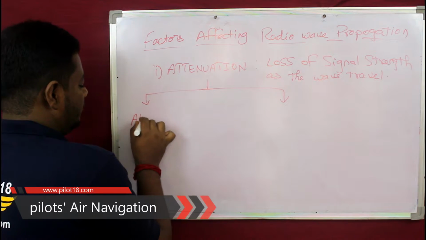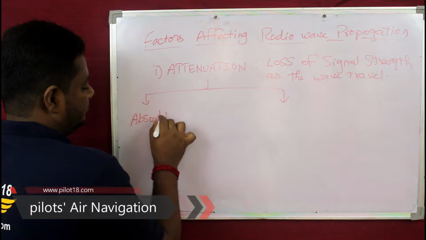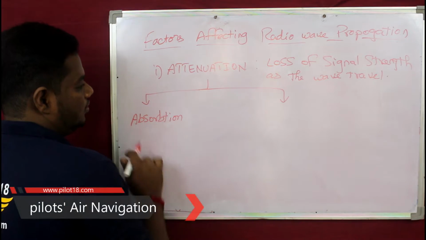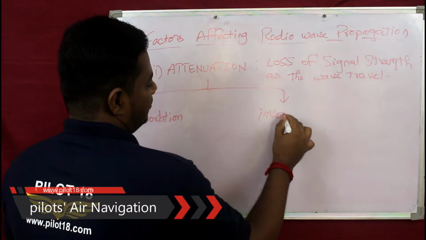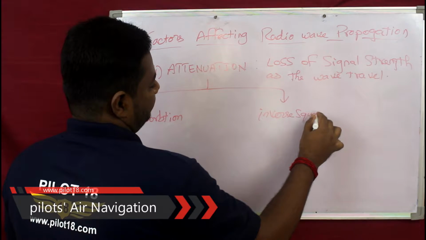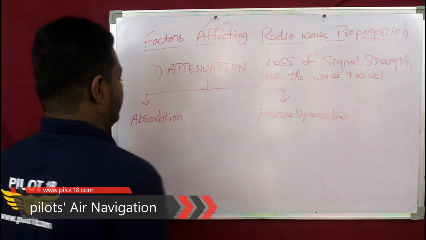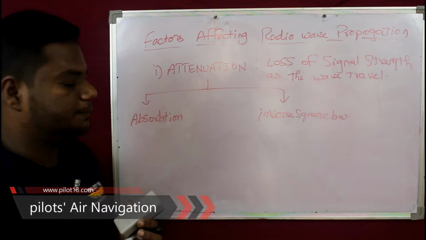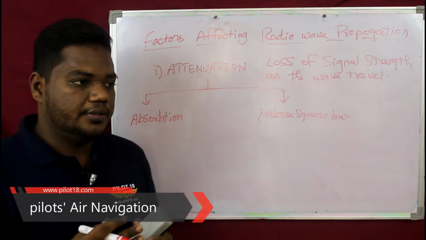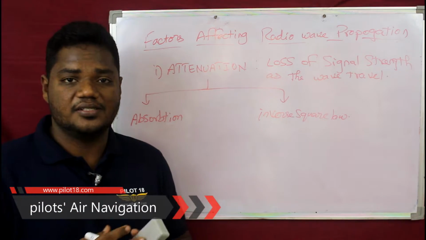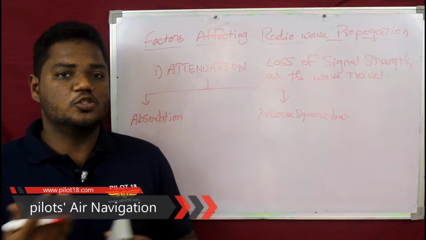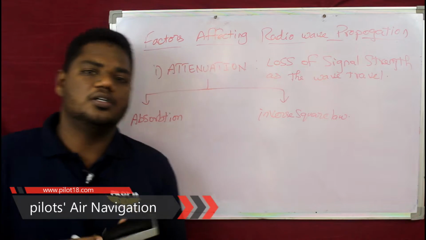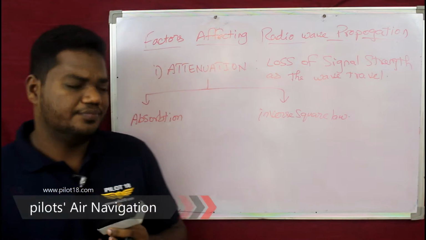Number 1 is absorption. Number 2, inverse square law. Let's see what this is. First one, absorption, means disturbances in the atmosphere. It can be solar flare activity or ions in the atmosphere.